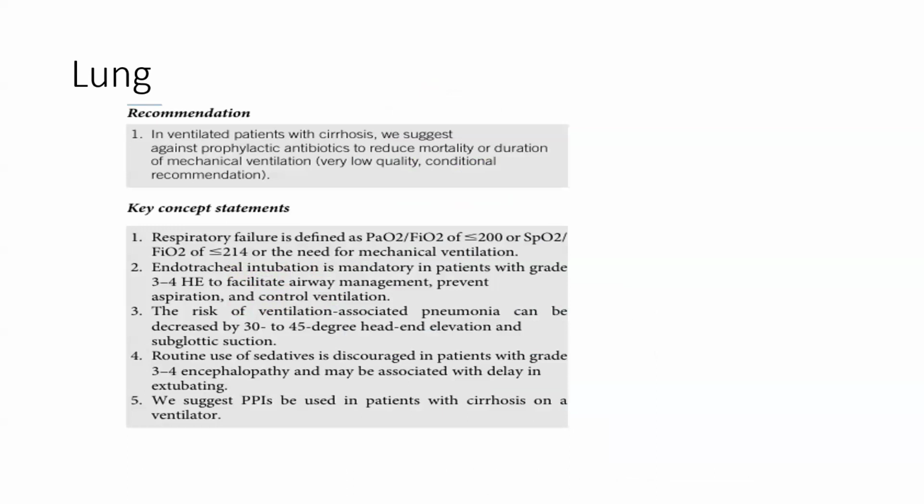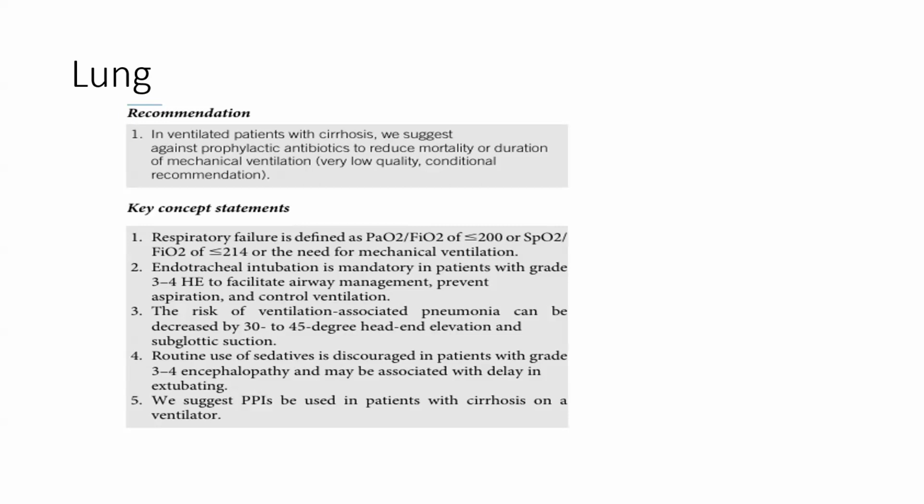Then the next organ that we need to take care of is the lung. In ventilated patients with cirrhosis, we suggest against prophylactic antibiotics to reduce mortality and duration of mechanical ventilation. Respiratory failure is defined as PO2/FiO2 less than 200, SpO2/FiO2 less than 214, or need for mechanical ventilation. Endotracheal intubation is mandatory in patients with grade 3 to 4 hepatic encephalopathy to facilitate airway management, prevent aspiration and control ventilation.